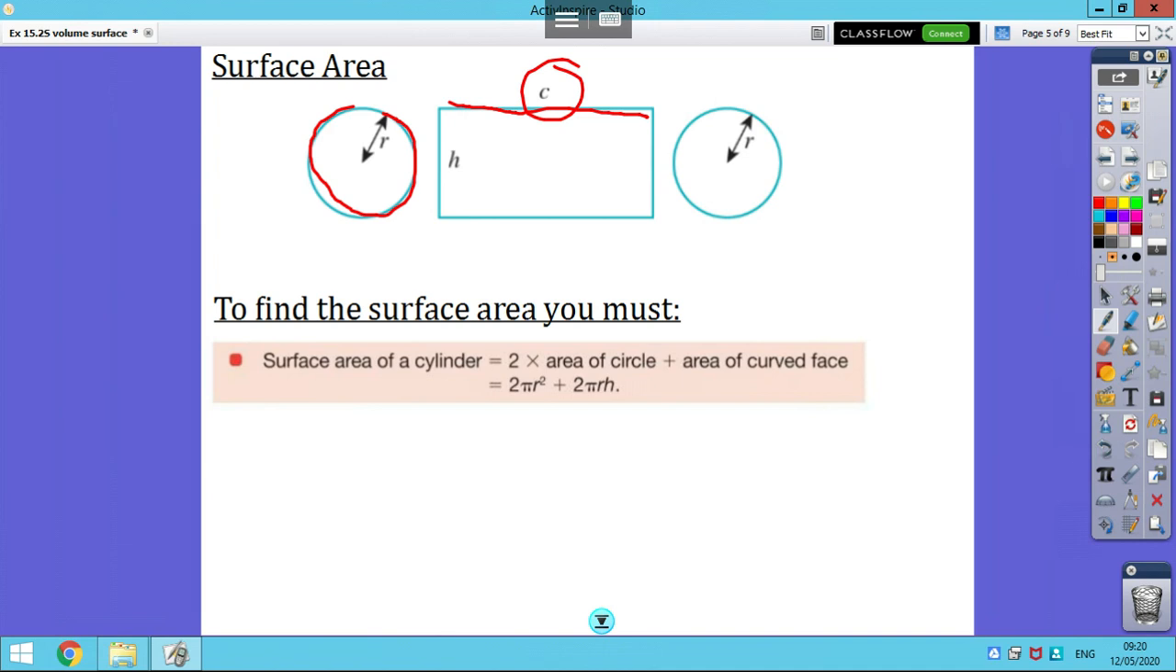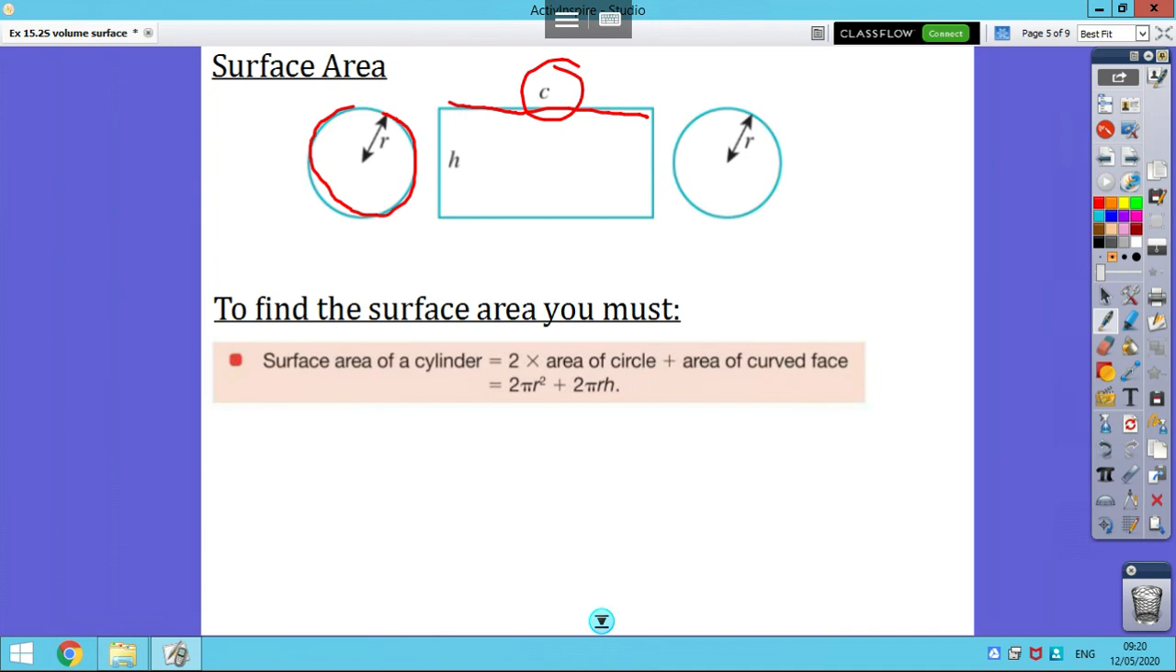So let's think about that. Well, we know how to find those 2 circles. It's just pi r squared, and then you'd multiply it by 2. And then let's think about that curved edge there. Well, we'd have to find the circumference and then multiply it by the height. Now, your circumference is just pi times diameter, or pi times 2r, pi times twice the radius. Now, they've kind of summed it up quite nicely here in a formula.